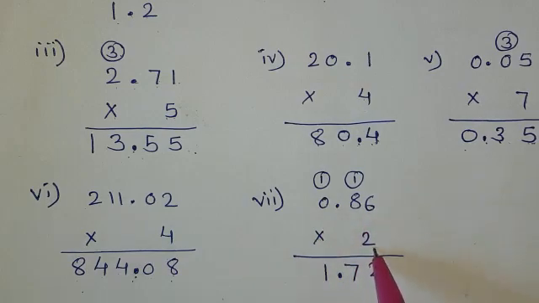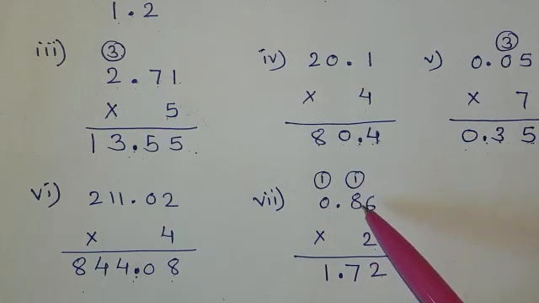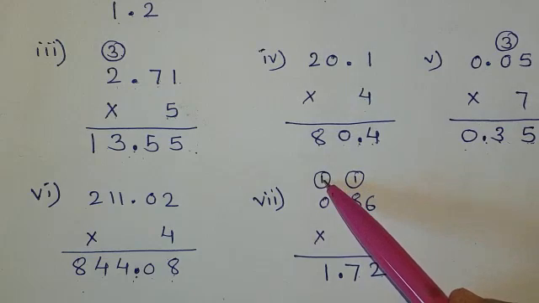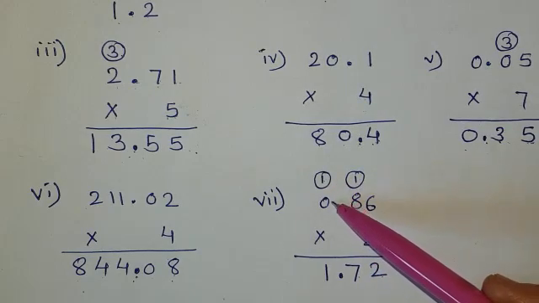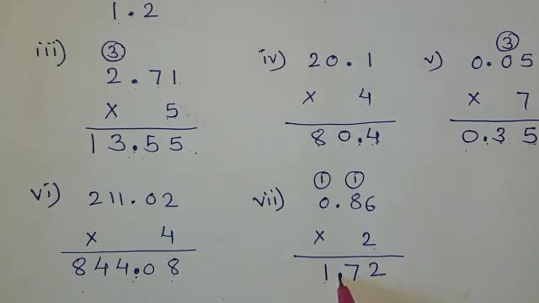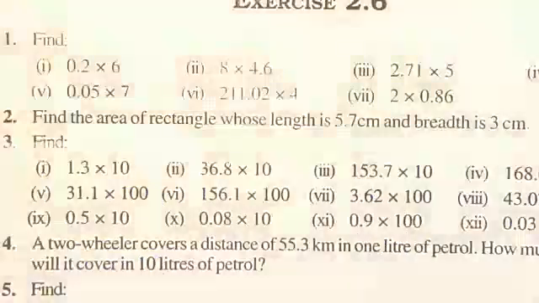0.86 multiplied by 2. 2 sixes are 12, 2 here 1 carry. 2 eights are 16 plus 1 is 17, 7 here, 1 carry on to the next number. 2 zeros are 0 plus 1 gives me the answer 1. So after the point there are two digits. So from the right side 1, 2 your point will come here. So my final answer is 1.72. So this way we have completed question number 1. Now let's move towards question number 2.